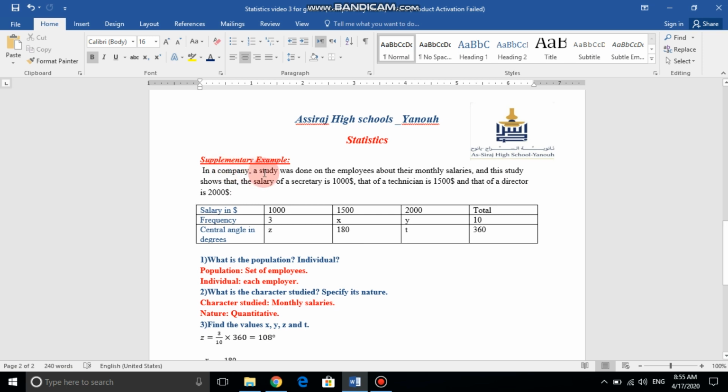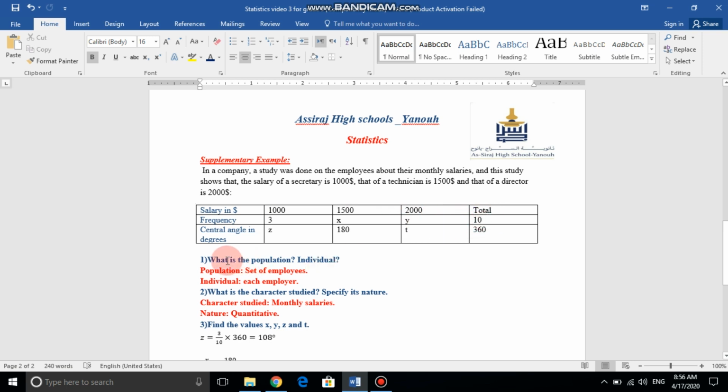Now let's solve a supplementary example. In a company, a study was done on the employees about their monthly salaries, and this study shows that the salary of a secretary is $1,000, and that of a technician is $1,500, and that of a director is $2,000. The results are represented in the given table. Here we have 3 employees have a salary equal $1,000, and the central angle for the second salary, $1,500, is 180 degrees. And knowing that the total number of employees, the total frequency is equal 10.